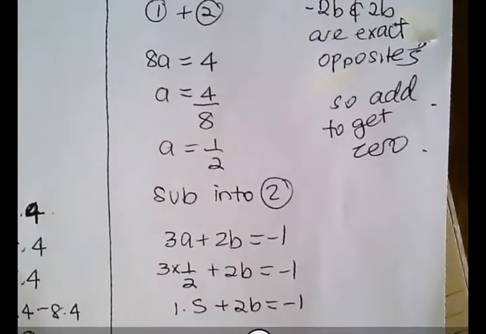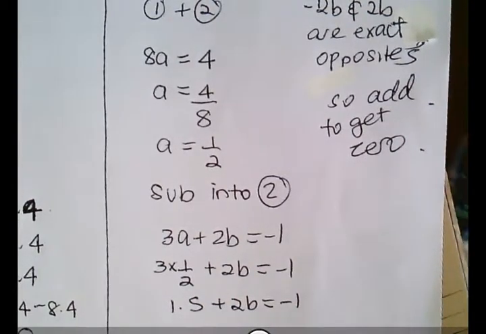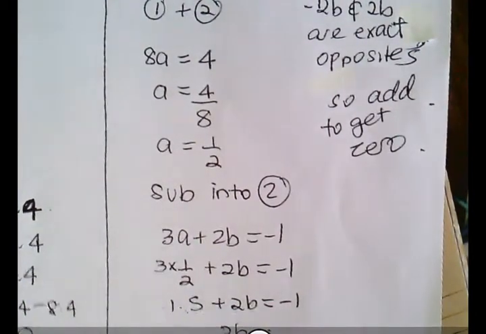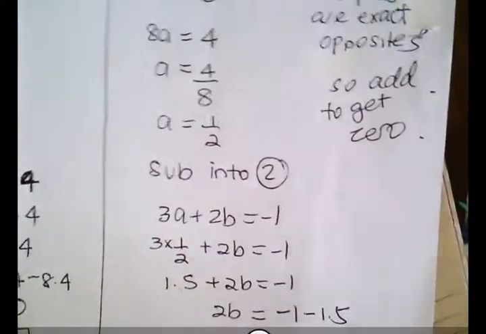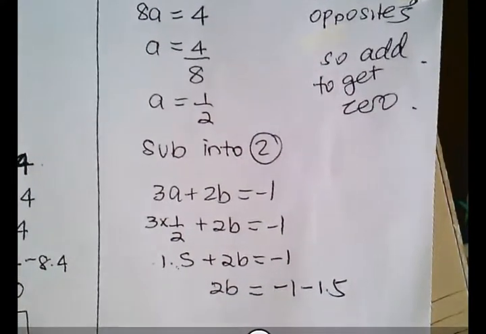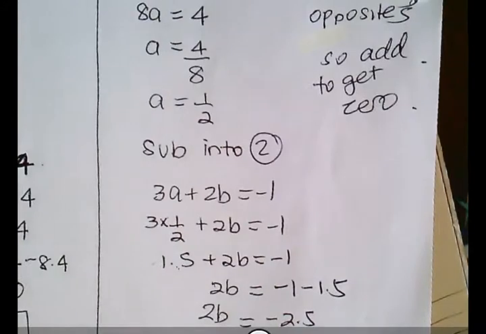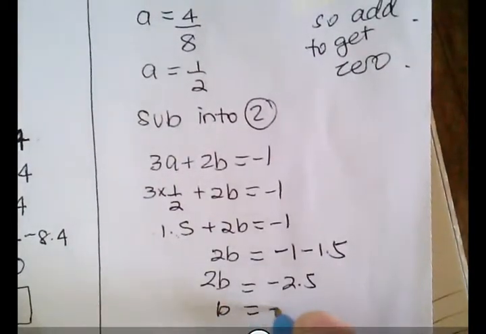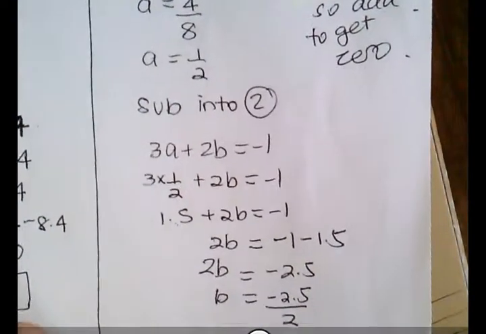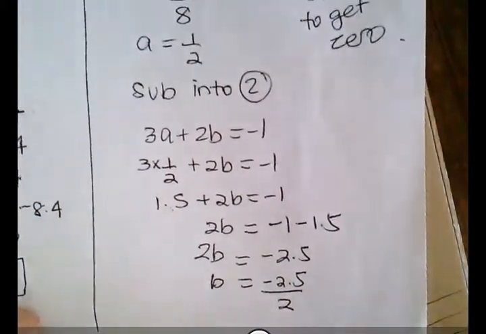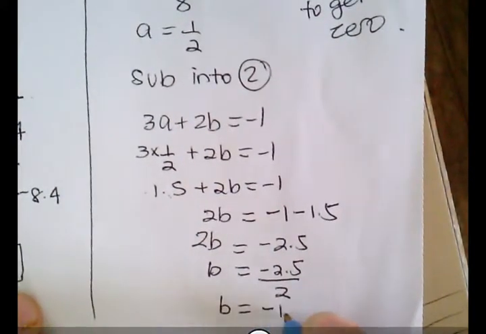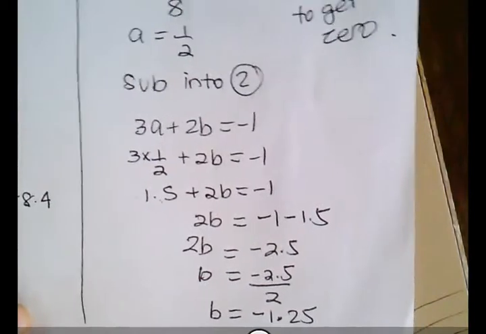What are you going to do next? Keep the 2b here. This is a plus 1.5. What do I do with it? Minus 1.5. And so 2b is negative 2.5. Girls, if you're not sure, you get your calculator out. Negative 1, take away 1.5. Then B is negative 2.5 divided by 2, which is negative 1.25.